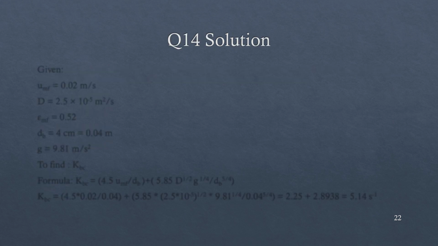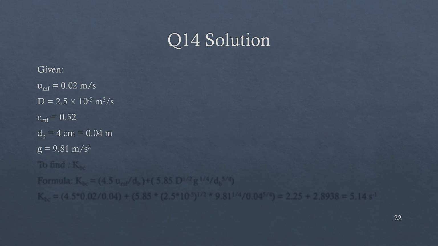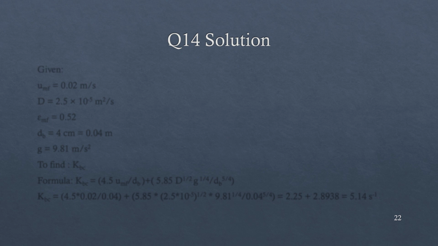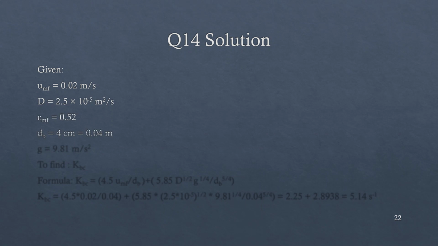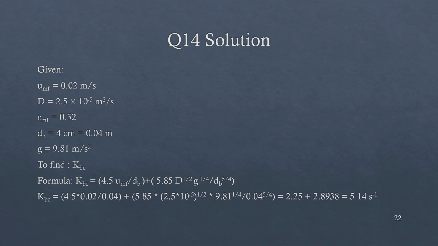The expression is given in the next slide, where KBE is equal to KBC. KBC is equal to 4.5 UMF by dB plus 5.85 D power 1 by 2 g power 1 by 4 divided by dB power 5 by 4. On substituting all the values in this formula, we are getting the right answer.